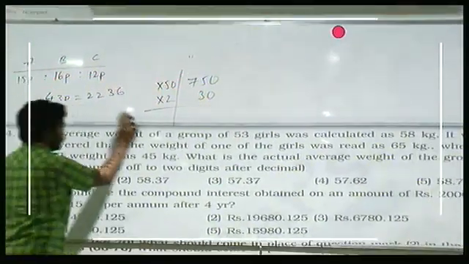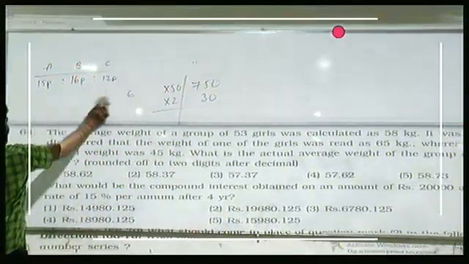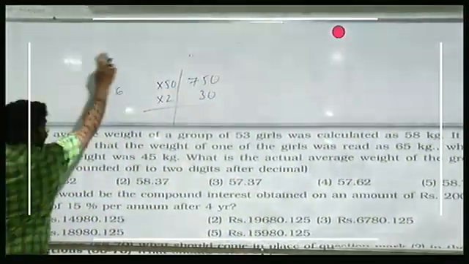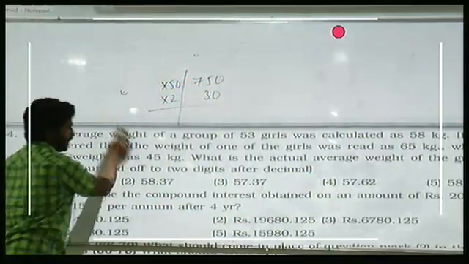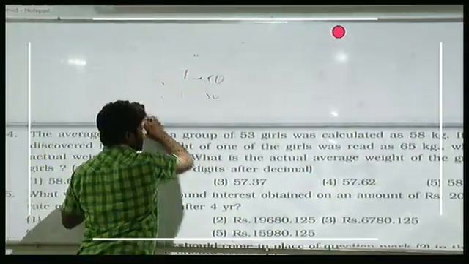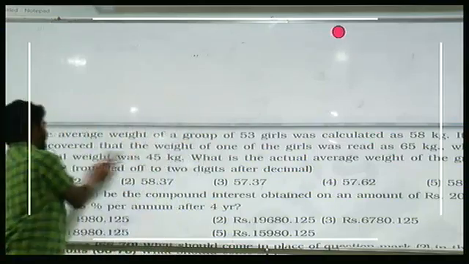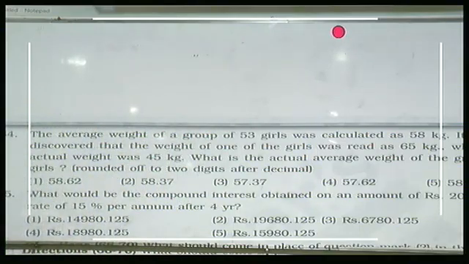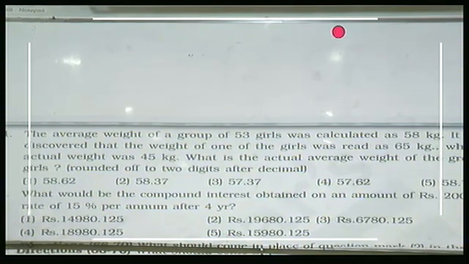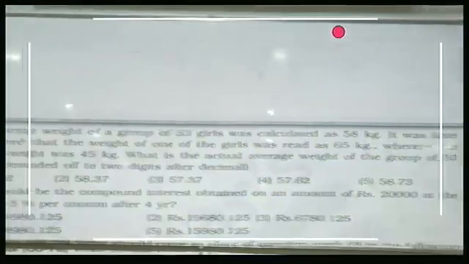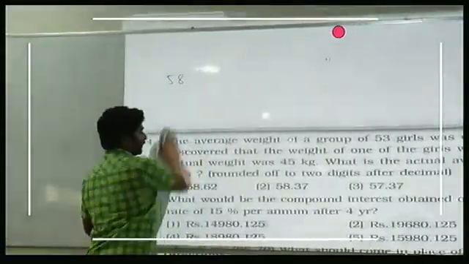The average weight of a group of 53 girls was calculated as 58 kgs. It was later discovered that the weight of one of the girls was read as 65 kgs, whereas her actual weight was 45 kgs. What is the actual average weight of the group of 53 girls rounded off to 2 digits after decimal? What is the average given in the question? 58. But instead of taking 45, they read it as 65.